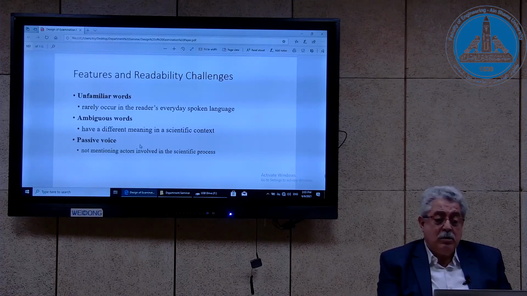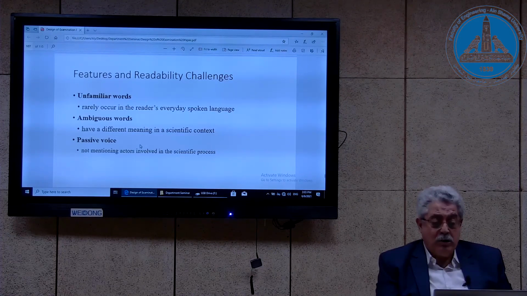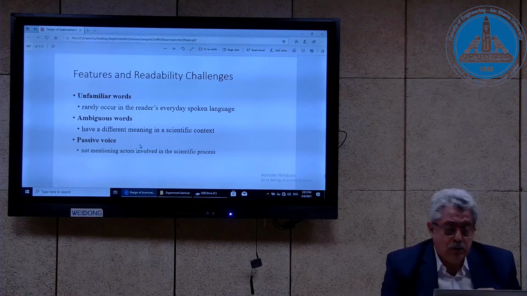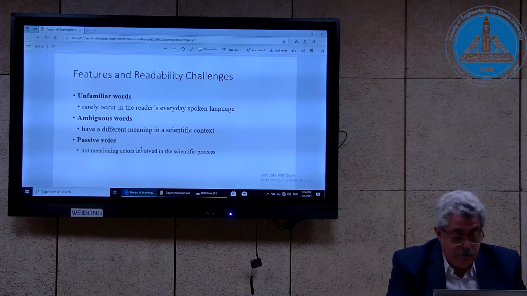Unfamiliar words rarely occur in the reader's everyday spoken language. Ambiguous words have different meanings in a scientific context. And passive voice is common in technical text because of not mentioning the actors involved in the scientific process.